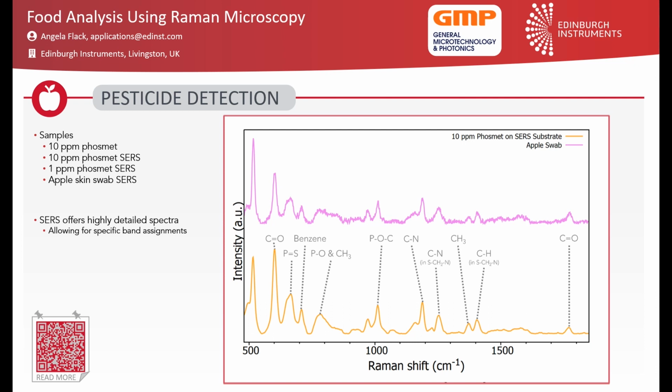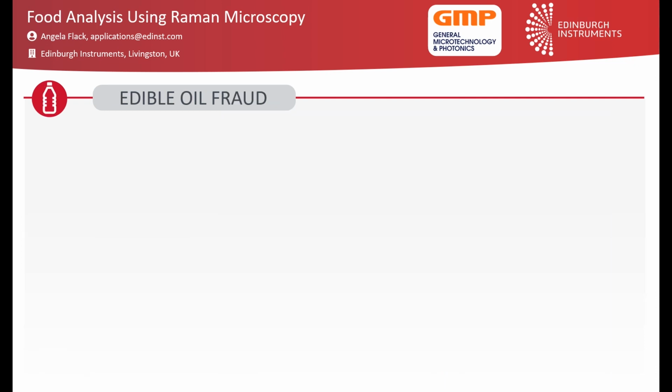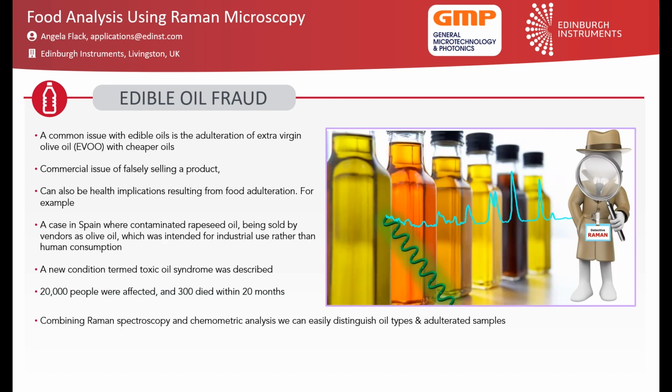As well as detecting harmful materials, another issue in the food and drinks industry is fraud. We'll talk about edible oil fraud in this example. One issue we see is the adulteration of high-quality oils with cheaper ones, such as extra virgin olive oil with rapeseed oil. This obviously has the commercial issue of falsely selling a product, but it can also carry human risk, such as a case in Spain where oil that was meant for industrial use was being sold by vendors as olive oil, and it actually resulted in 300 deaths.